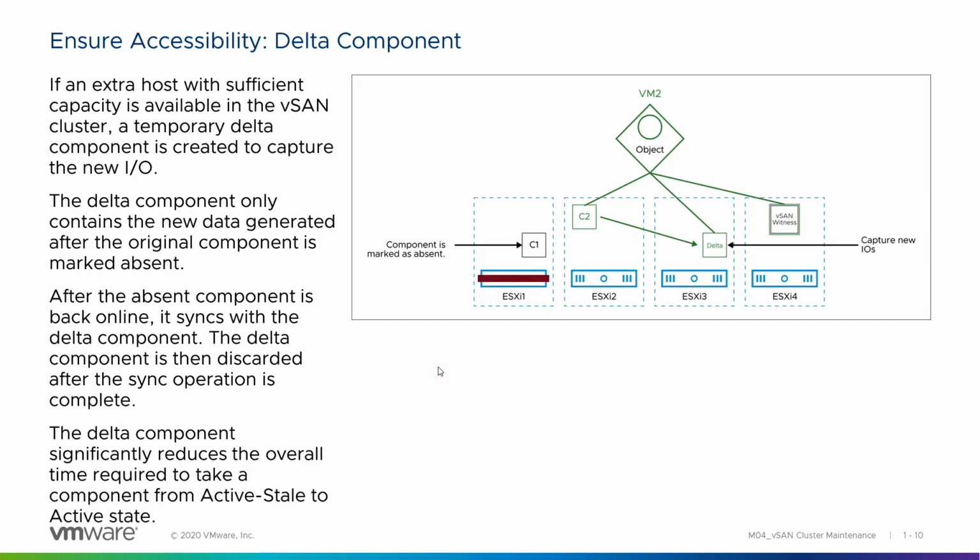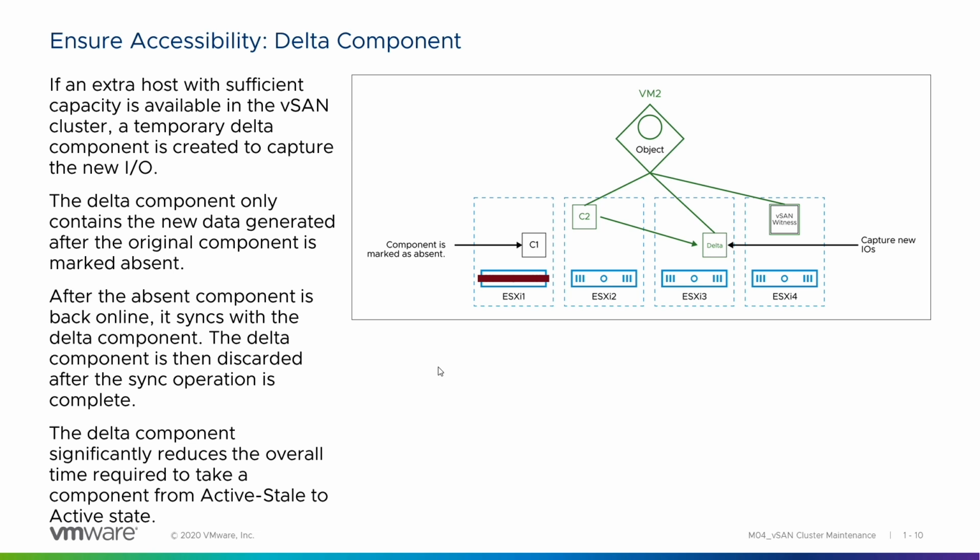Now, when I go to this page, here again, they're trying to explain to you a brand new feature in 7.0 Update 1. And this is the existence of a brand new type of component, which is called a Delta component. Now, in order to understand what a delta component is, we need to understand what used to happen in the past versus what happens now.